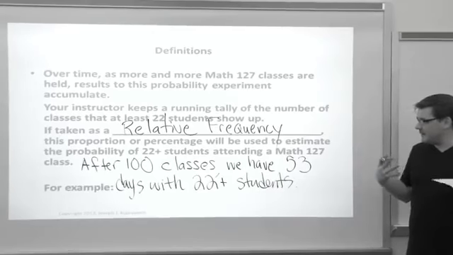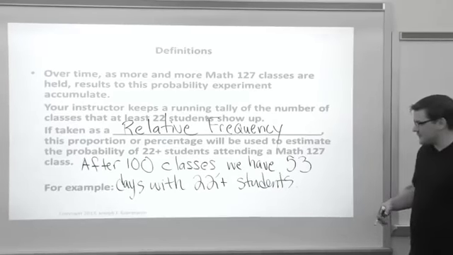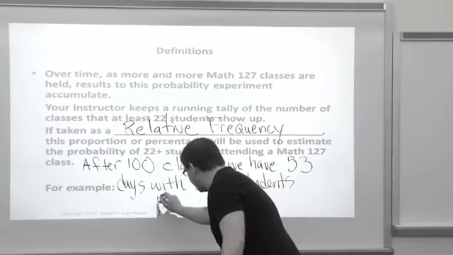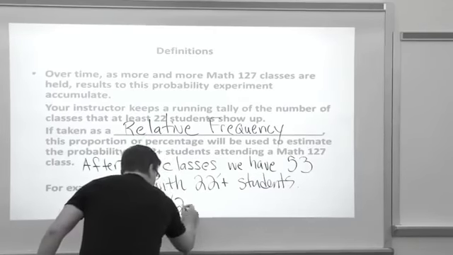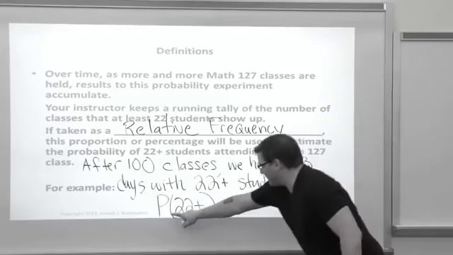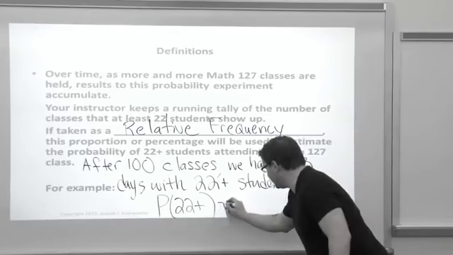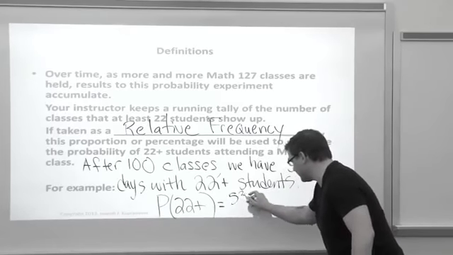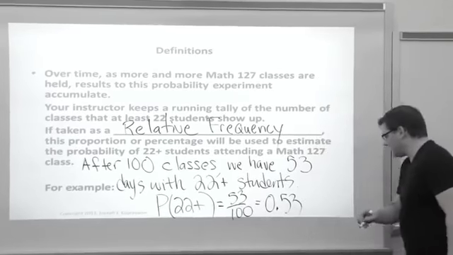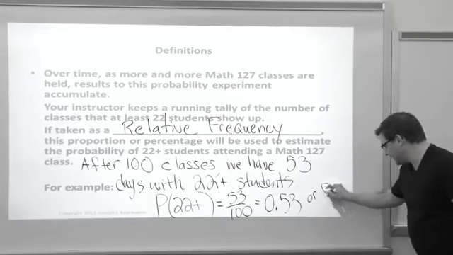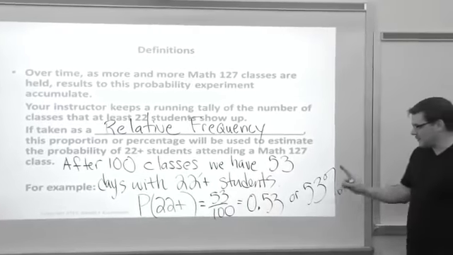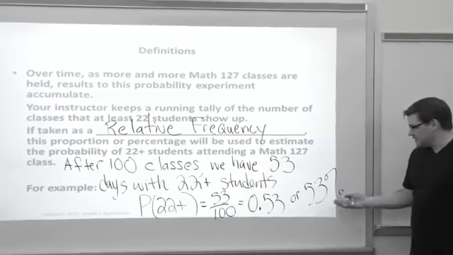And if somebody came to me and asked me, well, what's the probability that at least 22 students show up? Well, I just take the relative frequency, right? Here's the notation. We put a big P. Probability of 22 plus, I'll shorten that because I'm going to run out of room here. Probability that I get at least 22 students showing up equals the relative frequency. It's just 53 over 100. Hopefully we can do that in our head as a decimal, 0.53, or as a percentage. Easy one, right? 53%. All we did was take the data and use the data to estimate the probability.